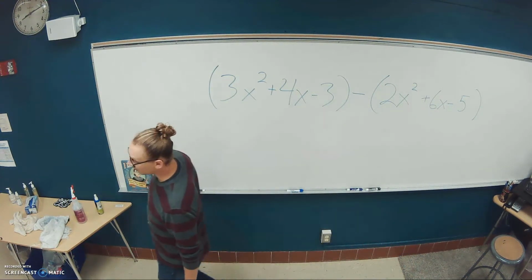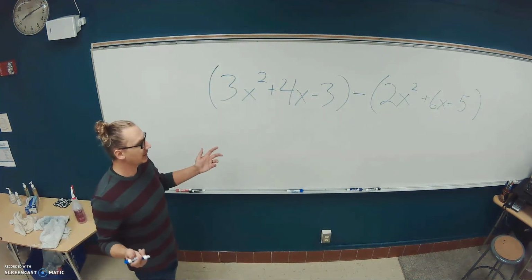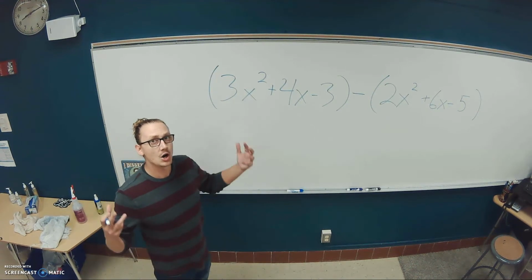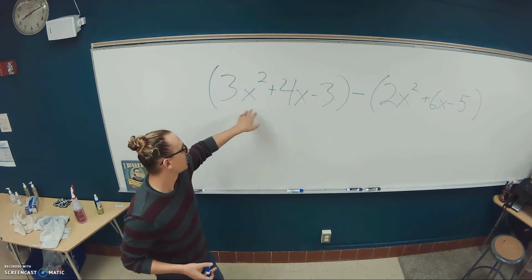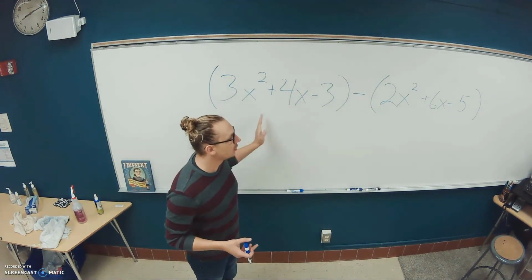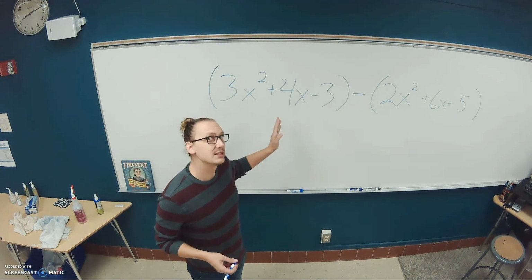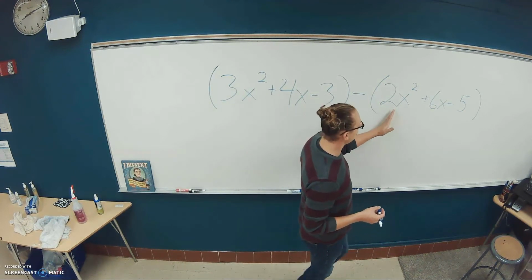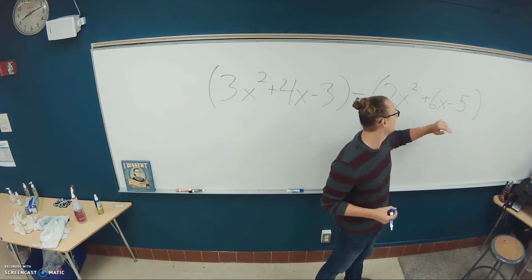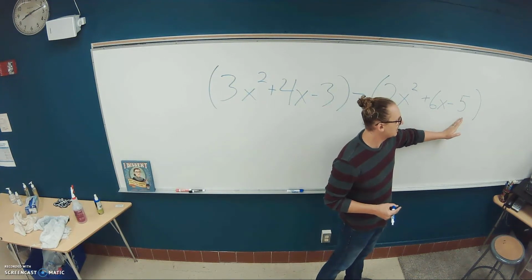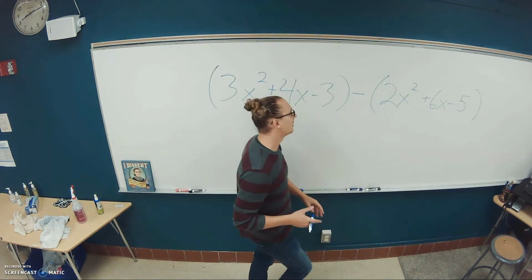Okay? So we're going to look at these. The first thing that we're going to kind of look at is what I talked about before. Are they both as simplified as they can be? 3x squared plus 4x minus 3. I've got no like terms in there. So they are. That's as simple as I can get. Over here, 2x squared plus 6x minus 5. I know you can't see that great, but 2x squared plus 6x minus 5. That's as simplified as that can be as well.